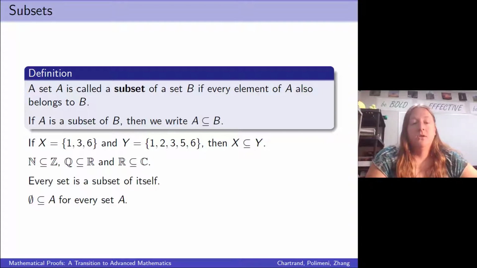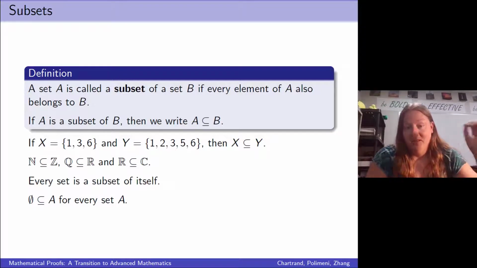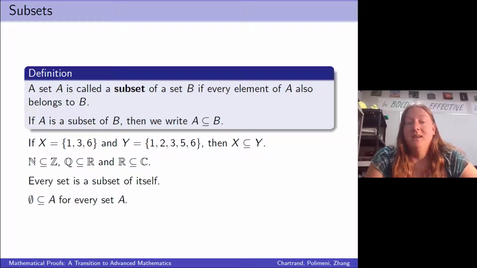So we can do this: our natural numbers are a subset of our integers, the rational numbers are a subset of the real numbers, which are a subset of the complex numbers. They're all the ones that have 0 times i. And we can do it with other sets as well. Please note, the empty set is a subset of every single set.